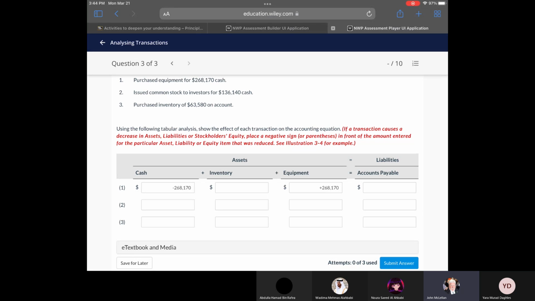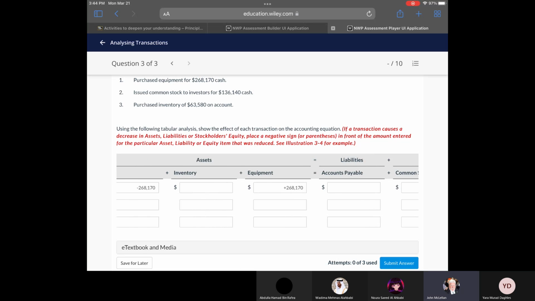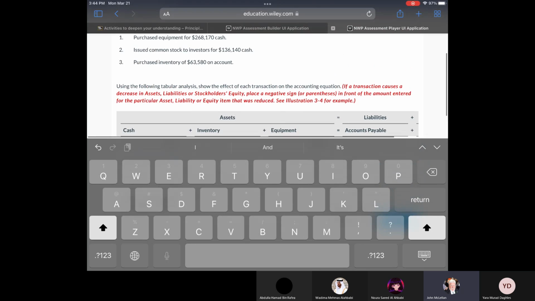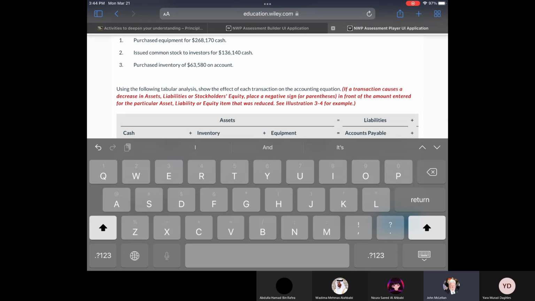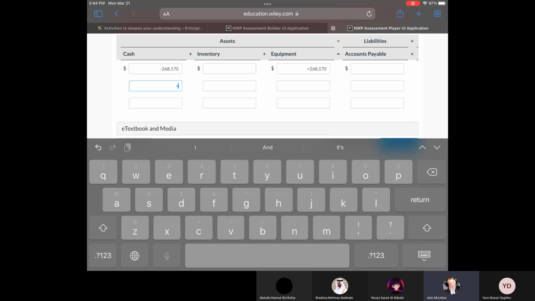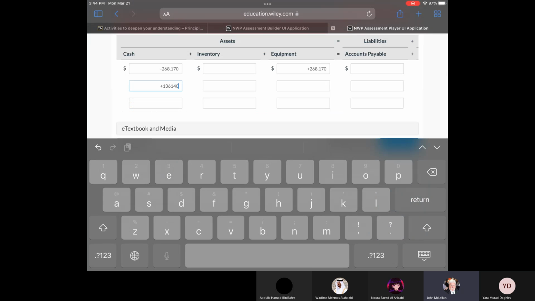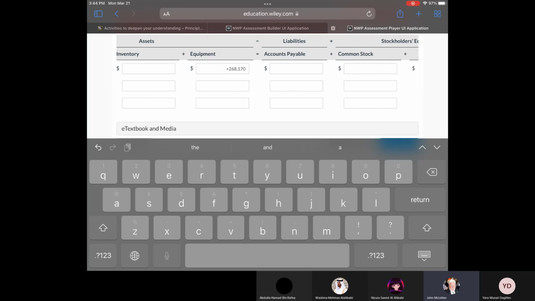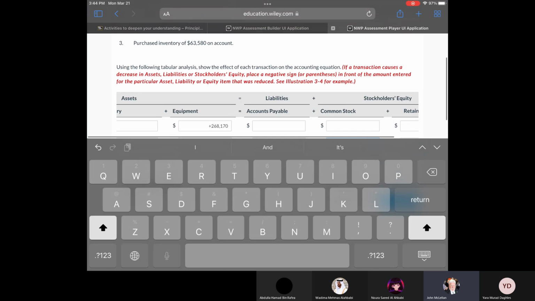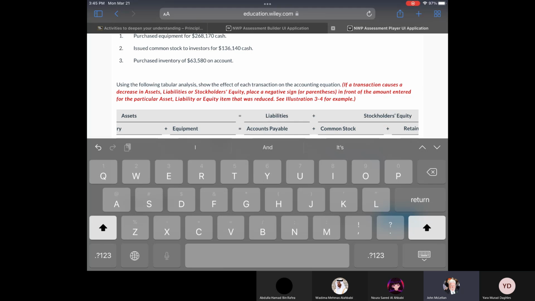All right. Issued common stock to investors for $36,140. Hey, wake up. You've done it? Hey? Okay. Help the class. All right. Issued common stock for $136,140 cash. Right, common stock.